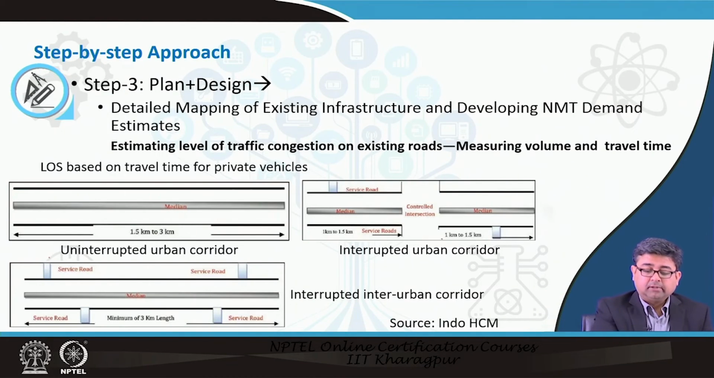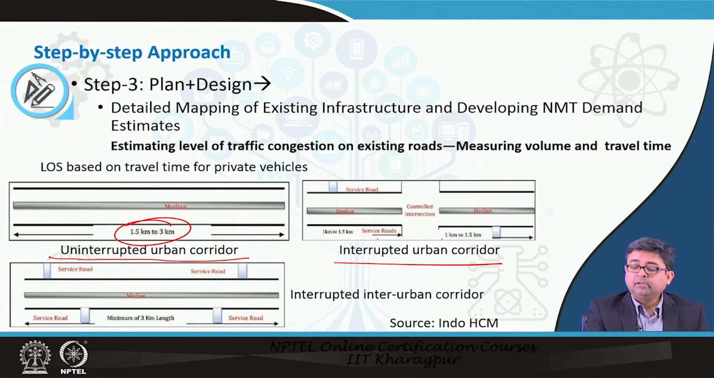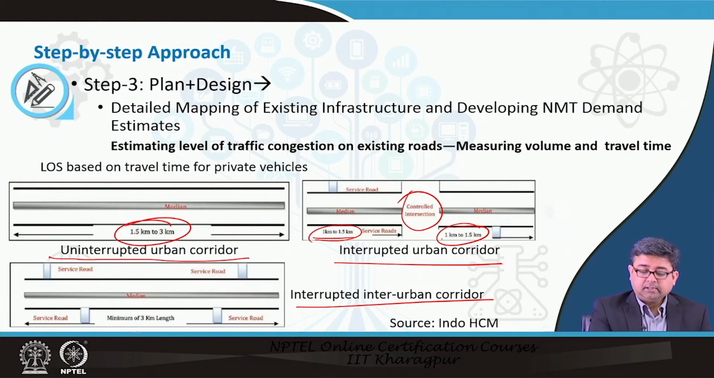You can do it on a road which is usually called an uninterrupted urban corridor. Uninterrupted urban corridor means there are no intersections along that road for about 1.5 to 3 kilometers. Interrupted urban corridor means there is a controlled intersection, that is, a signalized intersection every 1 to 1.5 kilometers, whereas an interrupted interurban corridor means along a 3 kilometer stretch there are several service roads, access roads, and so on and so forth.